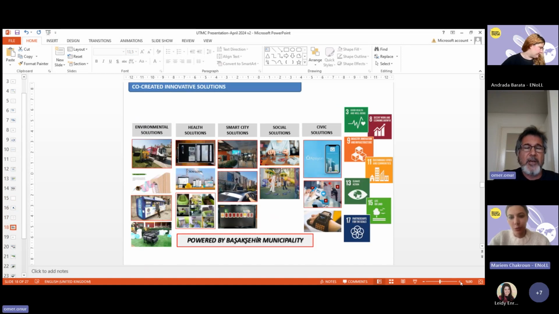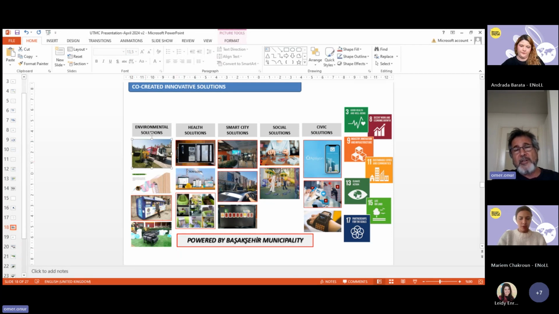Yes, we can have. Okay, so if you look at the environmental solutions part, the first picture, it's a bit small. It's a smart rubbish collection system. This smart rubbish collection system was developed together with a university, a technology company, the municipality, and the citizens. When I say citizens, it was the site managers of housing sites. And this was a co-created solution which improved the efficiency of waste collection.